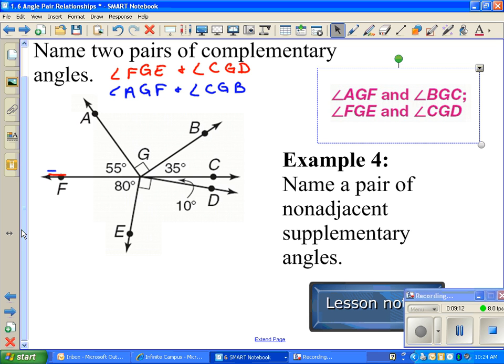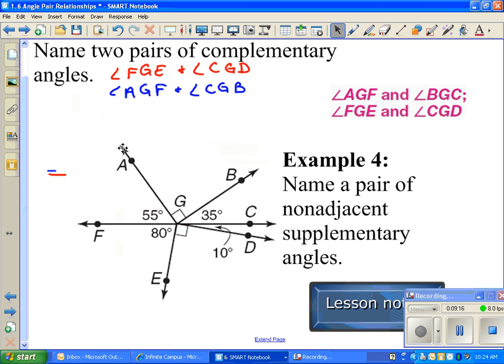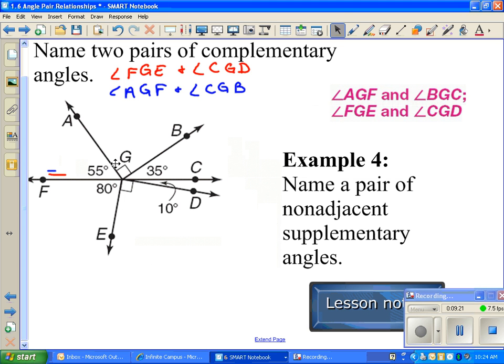AGB, E, yeah? So he did the 90-degree angles. 90 and 90 add up to be 180. Okay, that's right. Can you come up with any others?